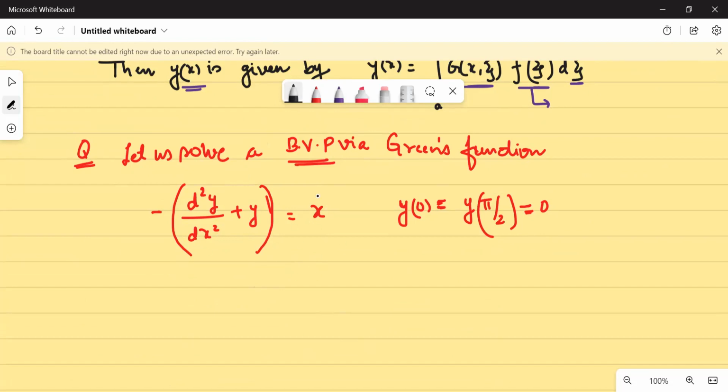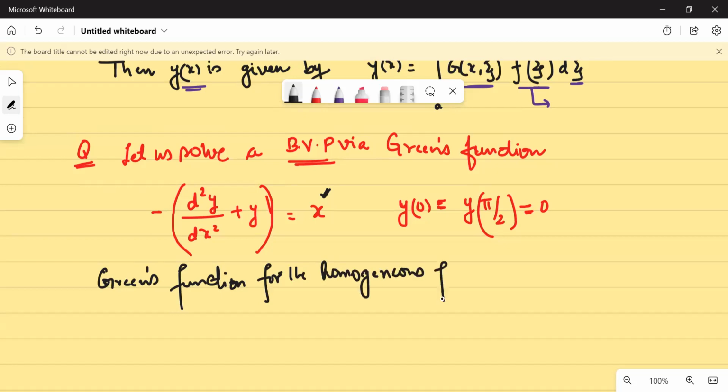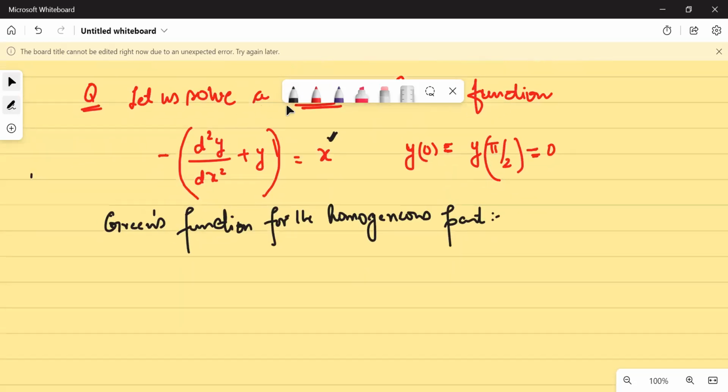This is an inhomogeneous differential equation. You can see on the right hand side there's a function of x. So I will try to construct a Green's function for the homogeneous part. Now, to find this, I will have to solve the differential equation d2y/dx2 + y = 0, which gives me the solution a cos x + b sin x.